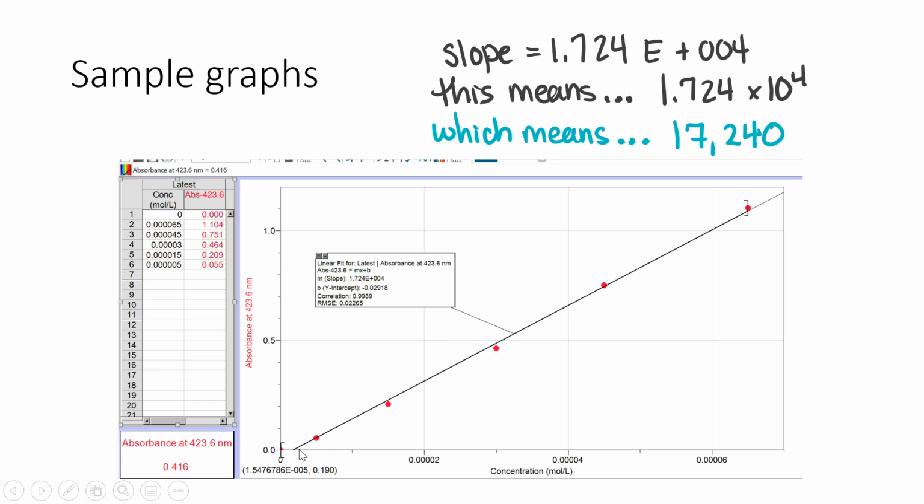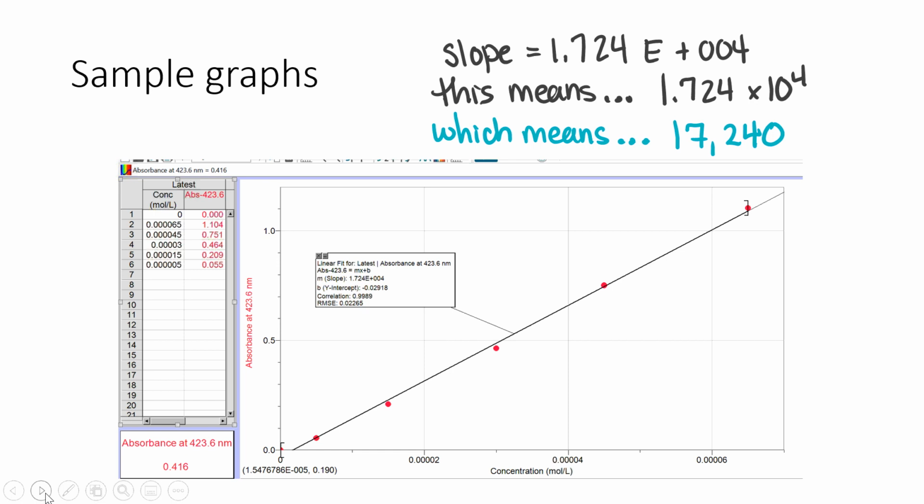This is one. Notice that when you make this graph, when you hit stop collecting data, Logger Pro should find the slope of the line for you. The way they report the slope is kind of weird, the way it's written out. Notice how it says 1.724 E plus 004. What that means is 1.724 times 10 to the 4th. That's written in scientific notation. To write it in standard notation, that's 17,240. So that's what that means. The slope of your line is 17,240.